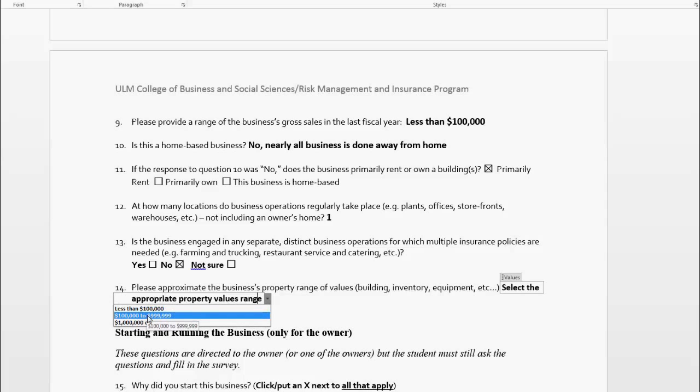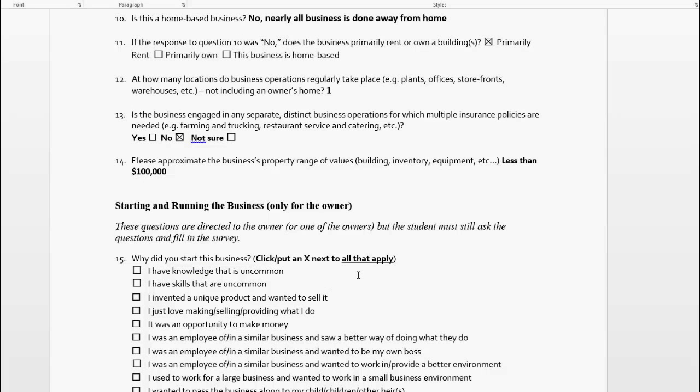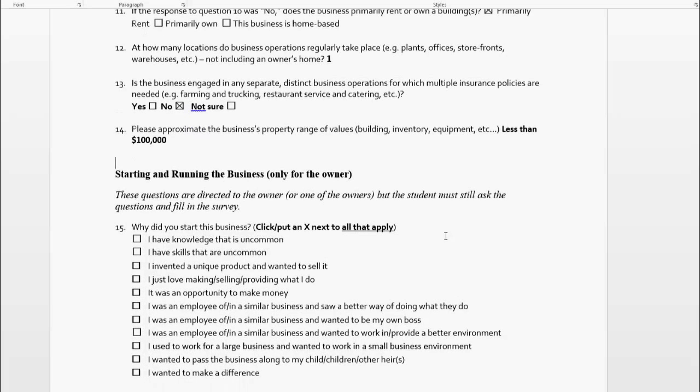And you'd be surprised at how often these numbers aren't in the same range. I'm going to say less than 100,000 because I don't own a building. Now going down, I'm just going to briefly explain these questions. These questions are directed to the business owner, but again, the student must still ask the questions and fill out the survey. The way they're worded, though, is as if you're asking the question directly to the business owner.